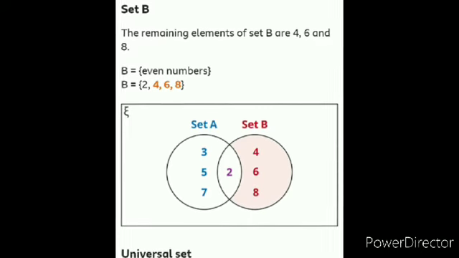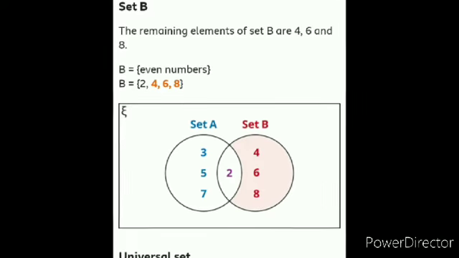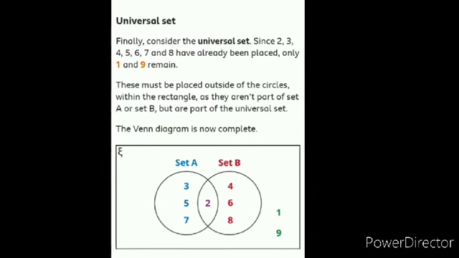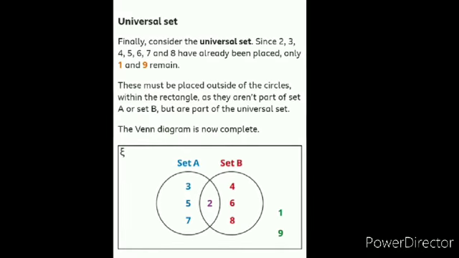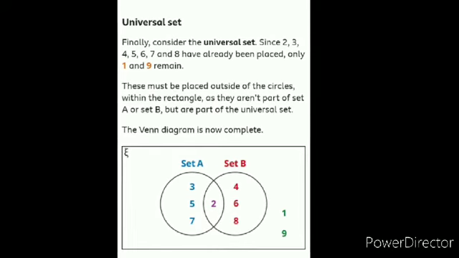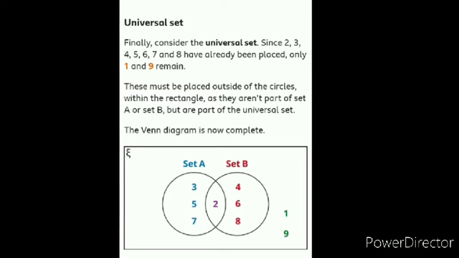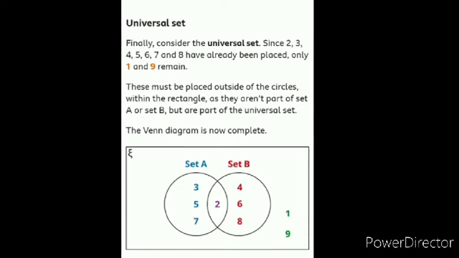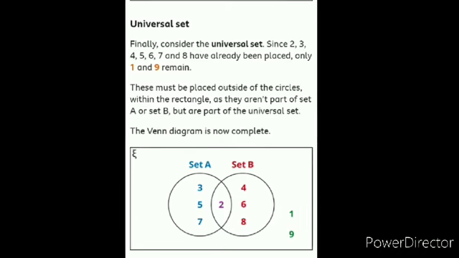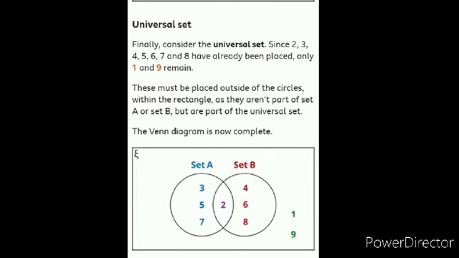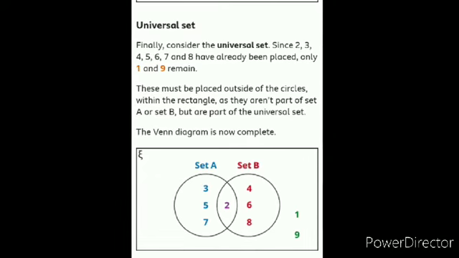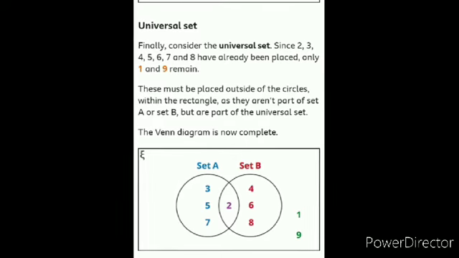So you see in the figure, in set A and set B, we represent elements 2, 3, 4, 5, 6, 7 and 8. Only 1 and 9 remain. These must be placed outside of the circles within the rectangle as they aren't part of set A or set B but are part of the universal set. You see in the figure, we represent set A and set B in circle form and 2 is common, that is why we overlap both circles, and 1 and 9 we represent in the rectangle.